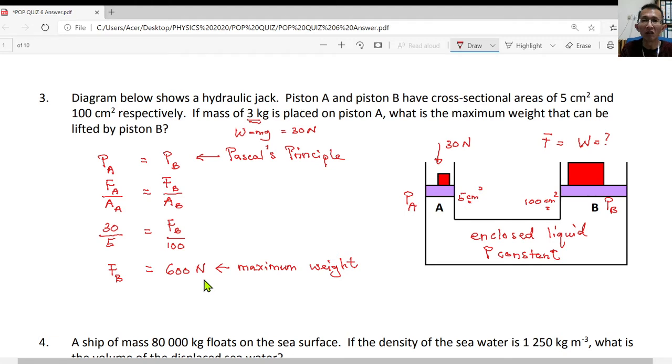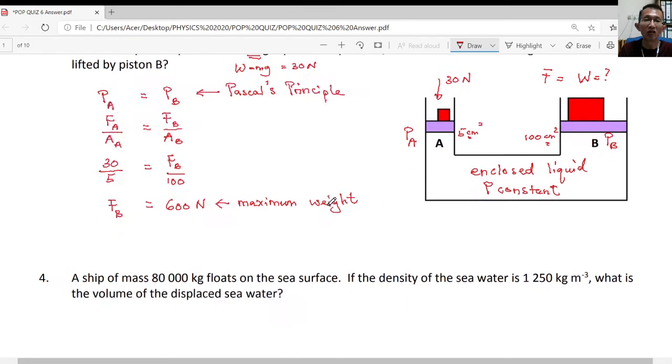600 Newton, meaning to say that the maximum mass of the load will be 60 kilogram. All right, do you get it? So in question 3, we are using Pascal's principle, which simply states that the pressure at any points are equal. All right, so let's move on to question B.